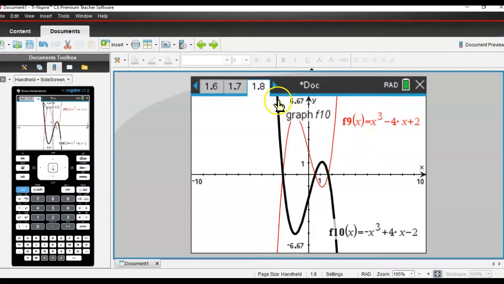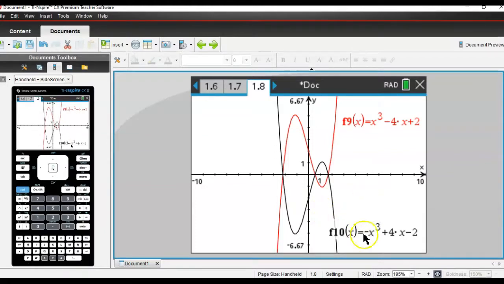Follow the other line. Follow the black line. Left to right going down. This one is negative, all right? So, with our odd degreed functions, as we read left to right across the screen, if ultimately the graph is going up, it's because it has a positive leading coefficient, and if ultimately the graph is going down, it's because it has a negative leading coefficient.